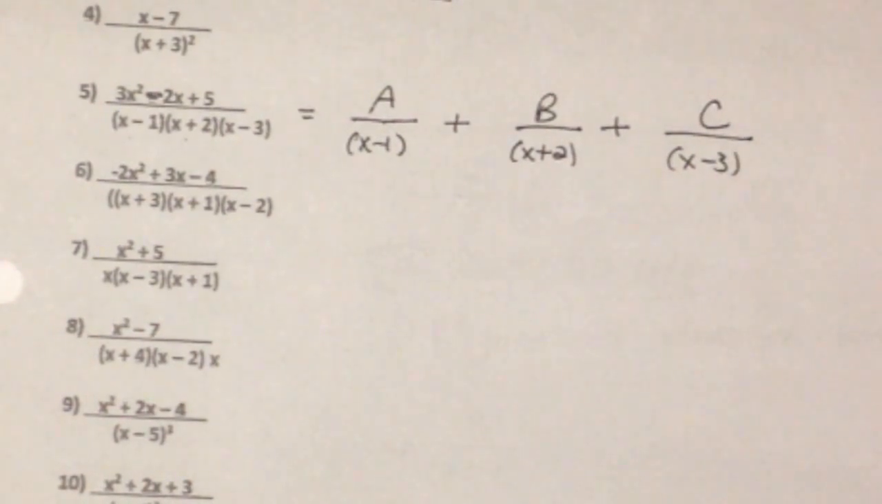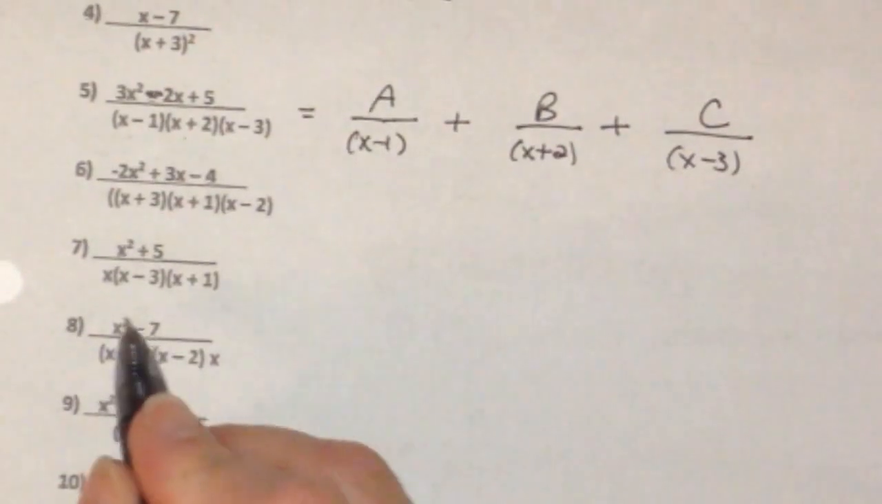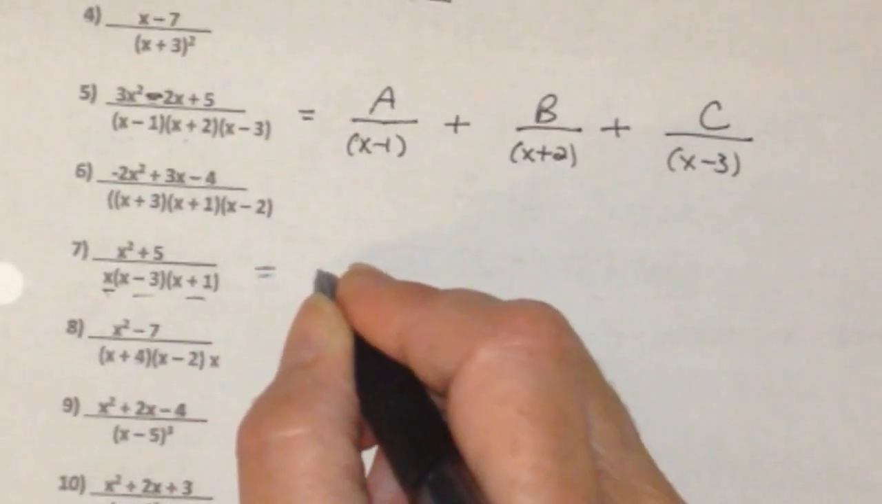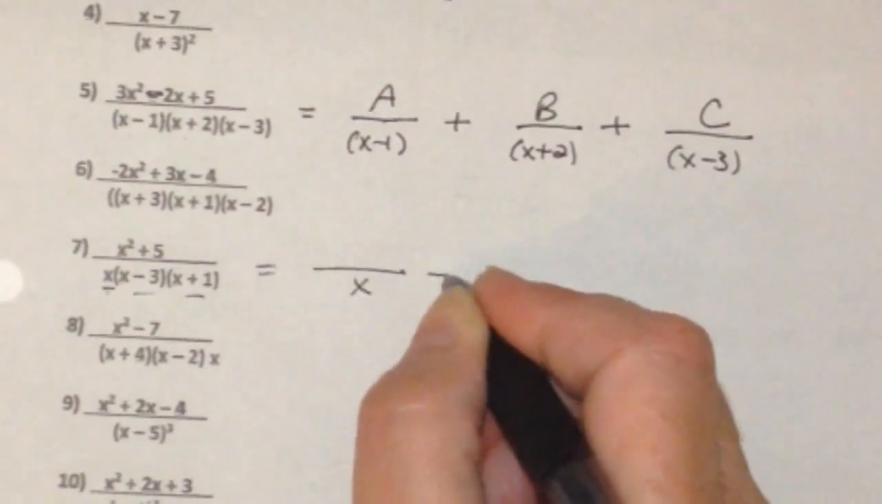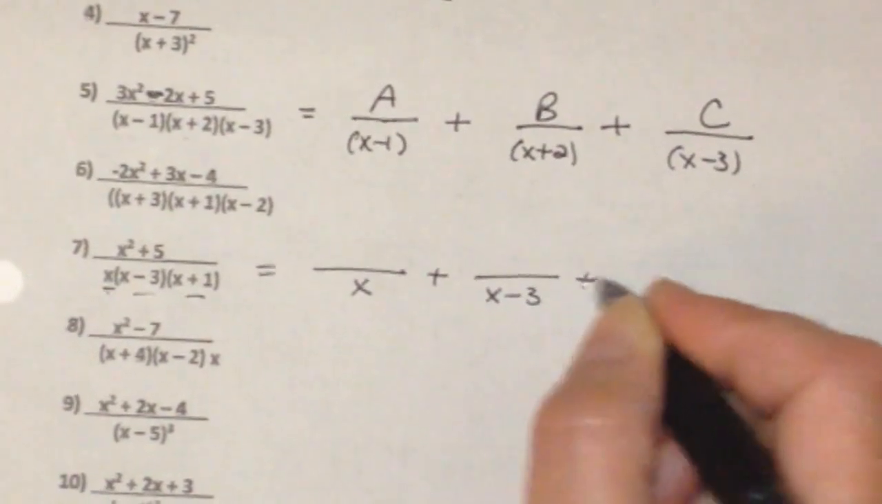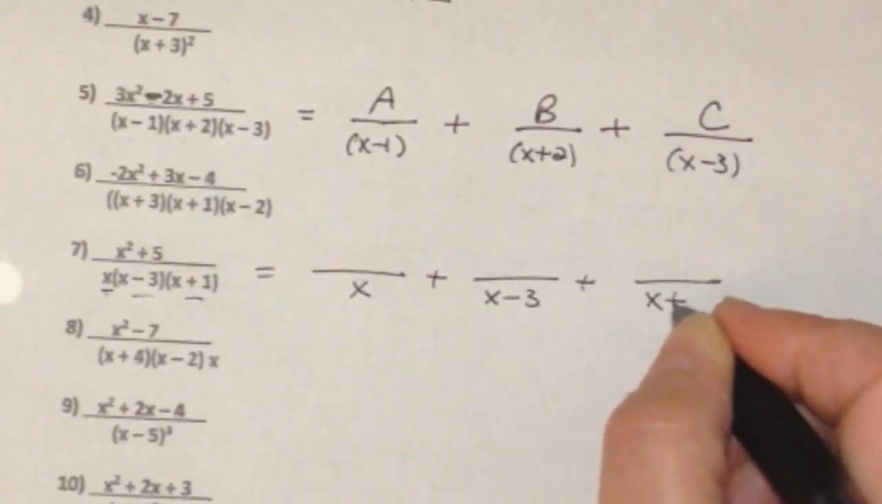That's what that setup would be. Number 6 is very similar. Number 7, we have three factors. This is going to be something over x plus something over x minus 3 plus something over x plus 1.